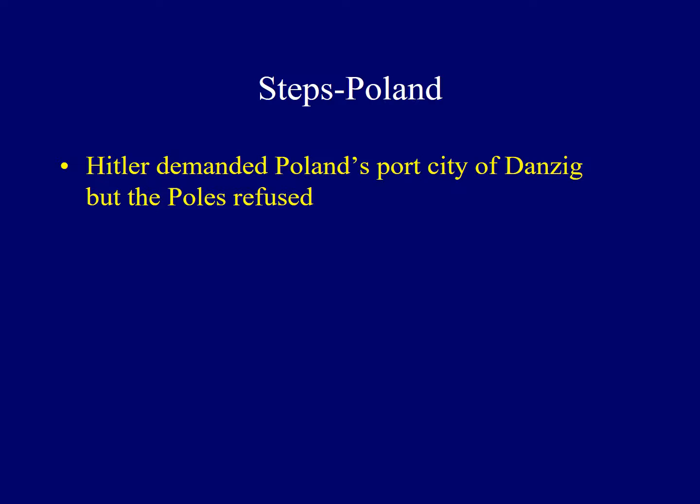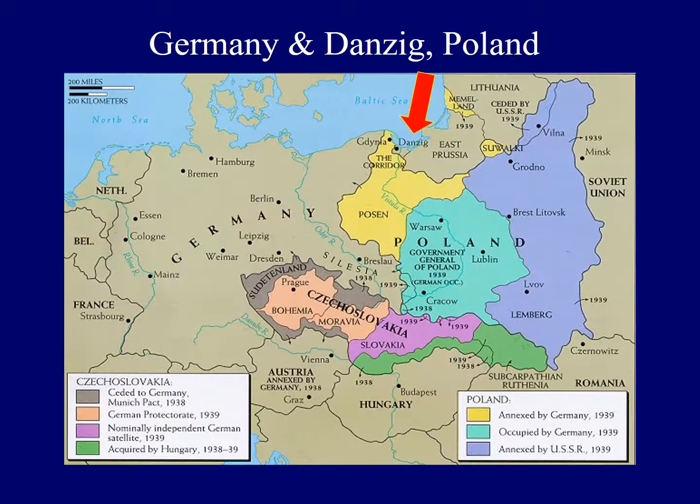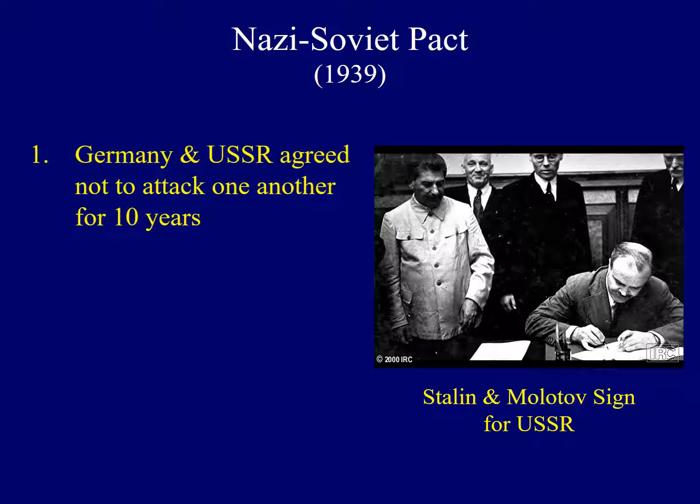Hitler was ready to go to war, but he was concerned about the Soviet Union, so he took a controversial step. If Hitler invaded Poland and took that city of Danzig, this would pose a threat to the Soviet Union. So the thing that Hitler was worried about was angering the Soviets. So this eventually resulted in an agreement which came to be known as the Nazi-Soviet Pact.